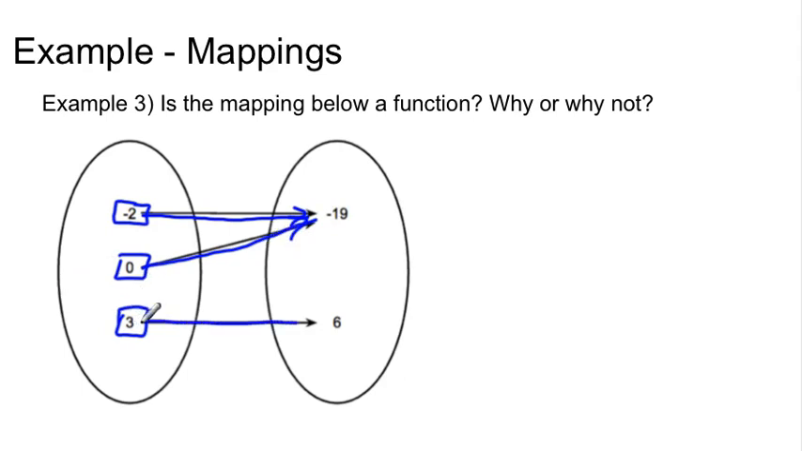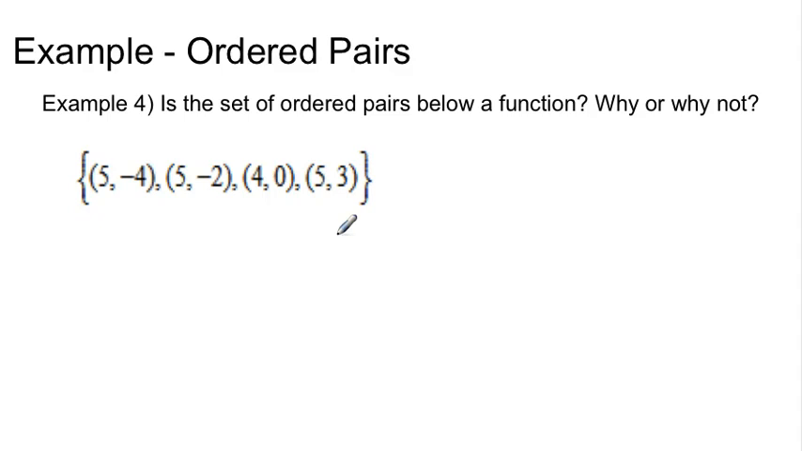3 only connects with one element of the range. So every single one of those passes our test for a function. This thing is a function because it meets the definition. Every element of the domain connects with only one element of the range, so it is a function. Even though that range value is repeated, that's quite all right.